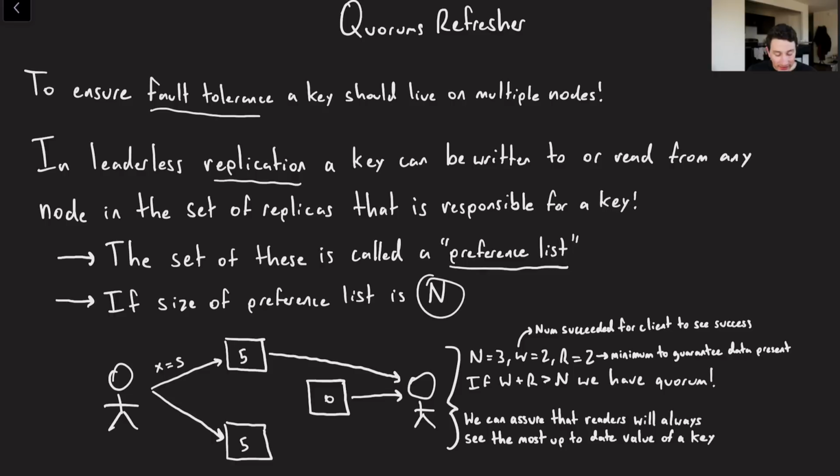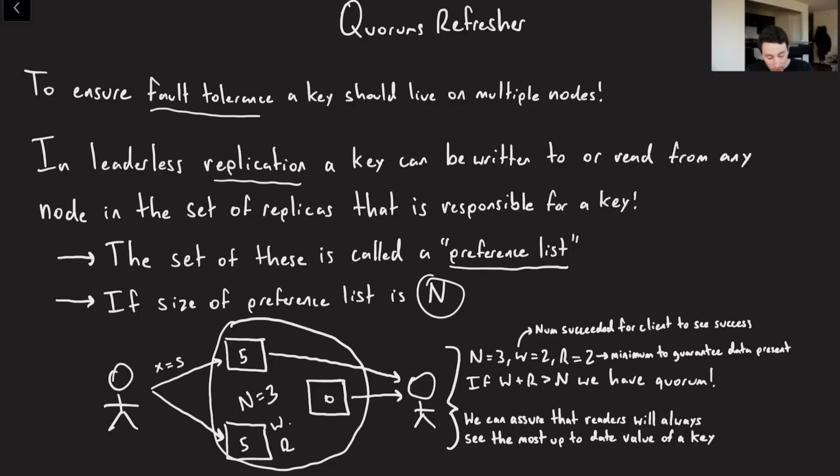The gist is that we can read and write this key from any of the nodes in the preference list. So what is a quorum? Let's imagine that these 3 nodes make up our preference list for a given key, so n is equal to 3. Then what we can do in Dynamo is set 2 parameters, w and r.